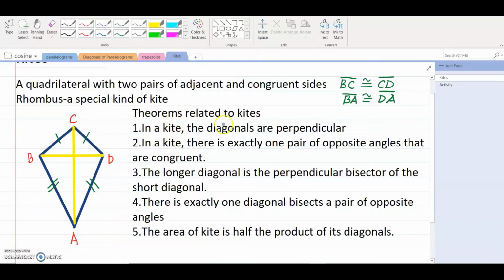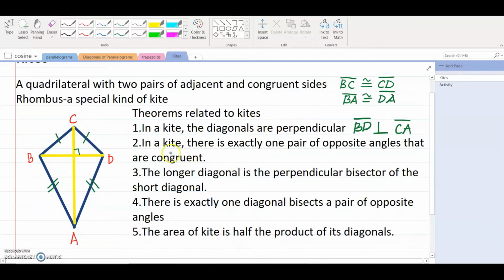So number 1, in a kite the diagonals are perpendicular. When you say perpendicular, it will form a 90-degree angle for the given diagonals. So in this case, the diagonals are line segment BD, which is perpendicular to line segment CA. So the perpendicularity shows here at some point.